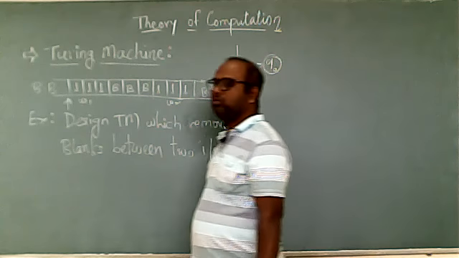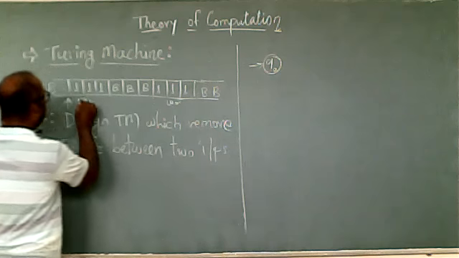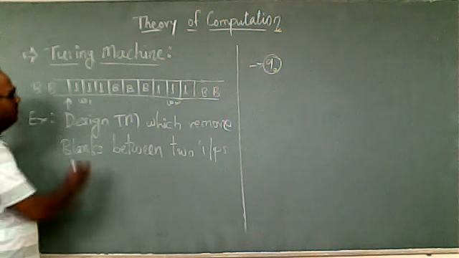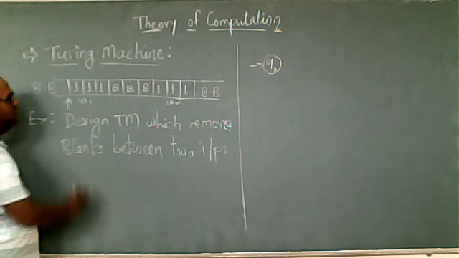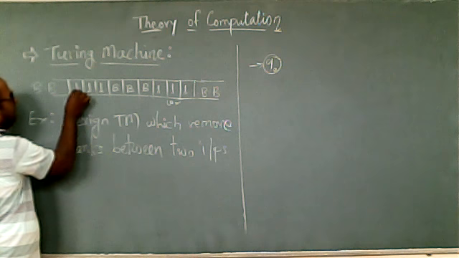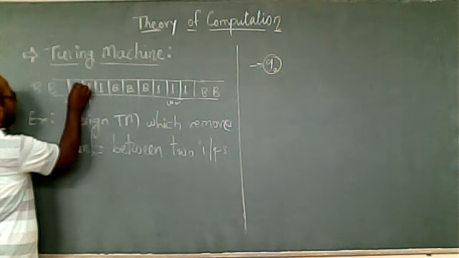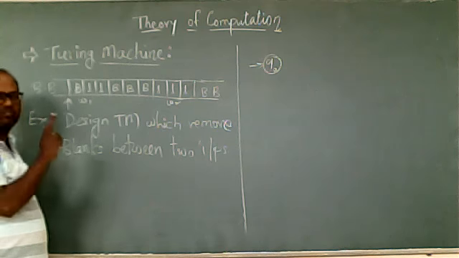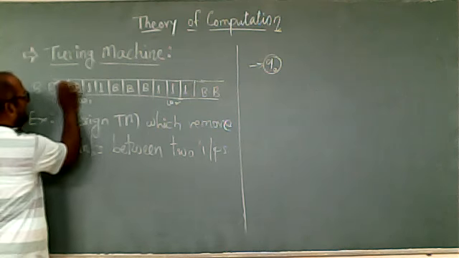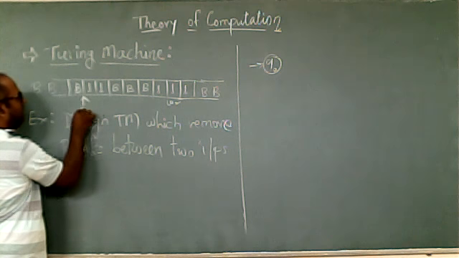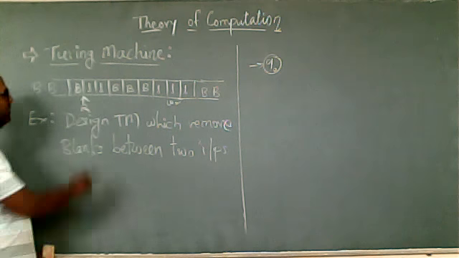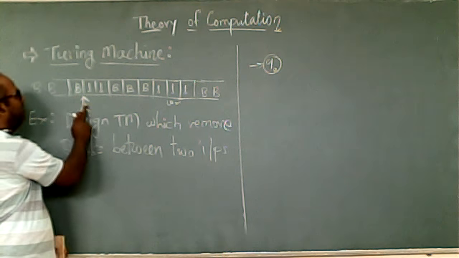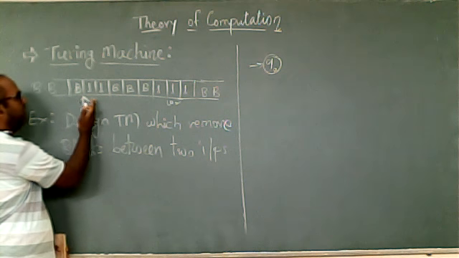Now the logic we are going to use is, we start with the initial first input, the first symbol. We will make this first symbol a blank. If it is 1, we'll make it a blank. And this head will move to the right. So this one we have replaced with the blank, and the head we are moving one right.